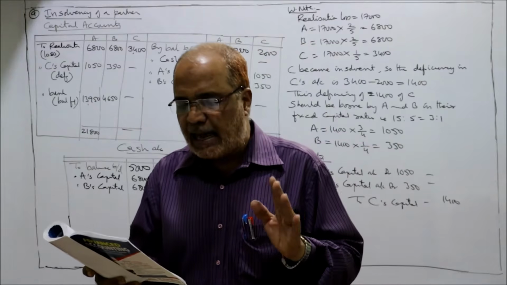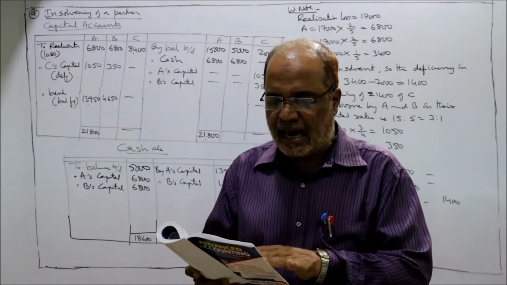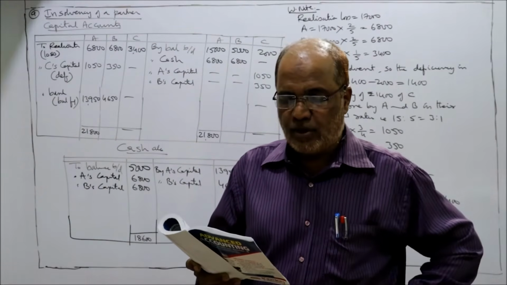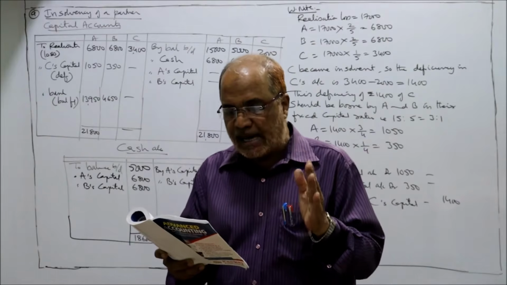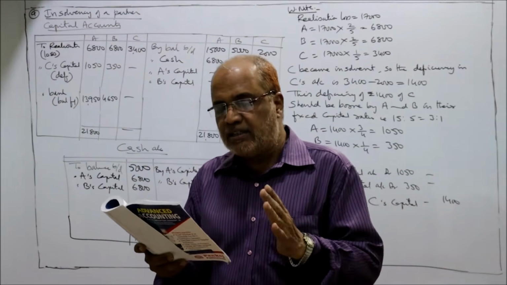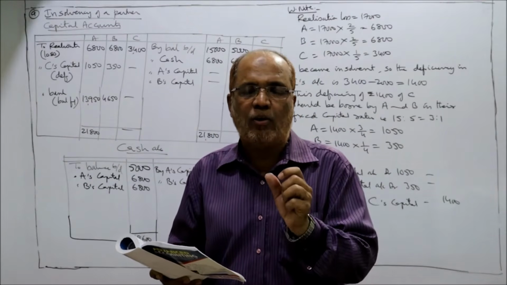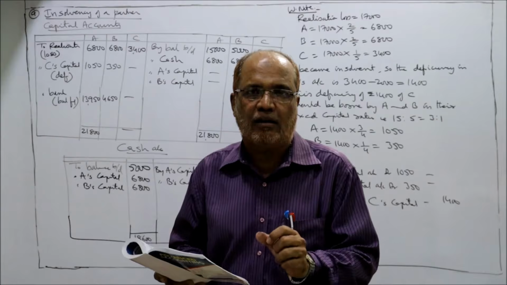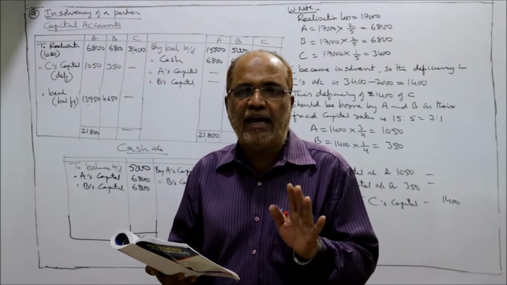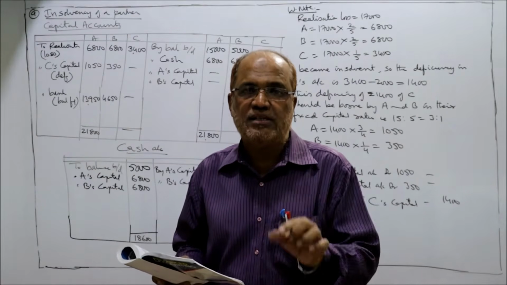Showed the final position. Liability side: A's capital, B's capital, C's capital. Asset side: there is cash 5,000 and realization loss 17,000. Show the necessary ledger accounts assuming that C is insolvent and is unable to bring anything in respect of his deficiency. So this is a problem on insolvency of a partner. C has become insolvent and he couldn't bring anything, so there will be a deficiency in the account of C.